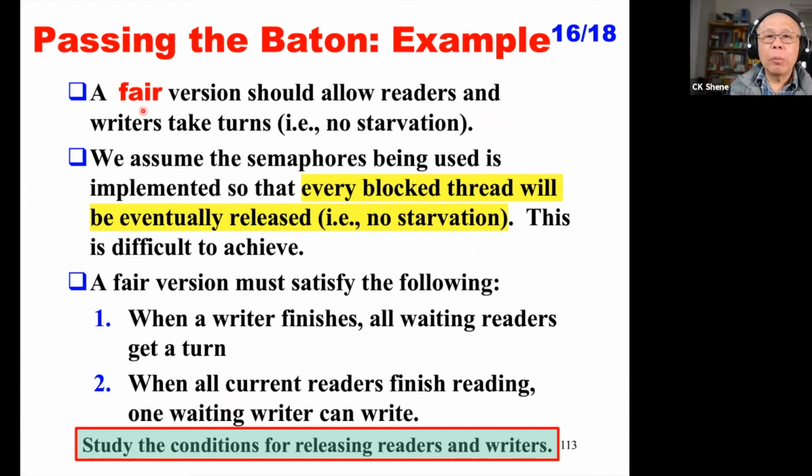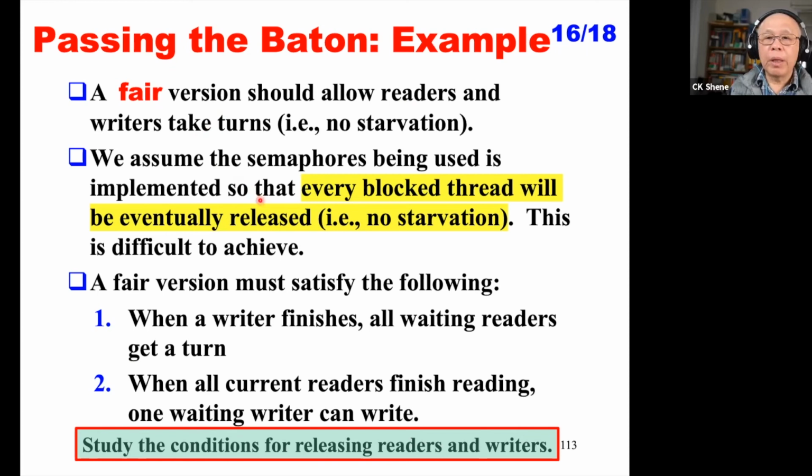We try to develop a fair version. By fair version, in the reader priority version, when we have overlapping readers, writers could be starved. In the writer priority version, if the writers come in an overlapping way, readers could be starved. So a fair version means we should allow readers and writers to take turns. In this way, neither readers nor writers would be starved.